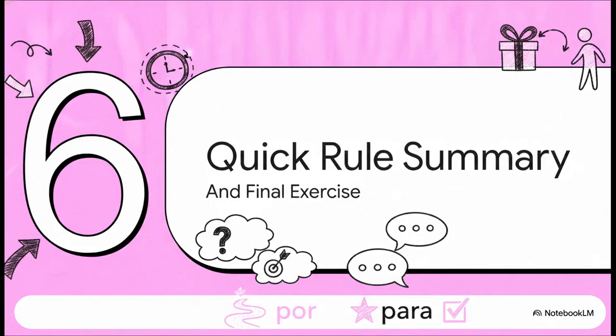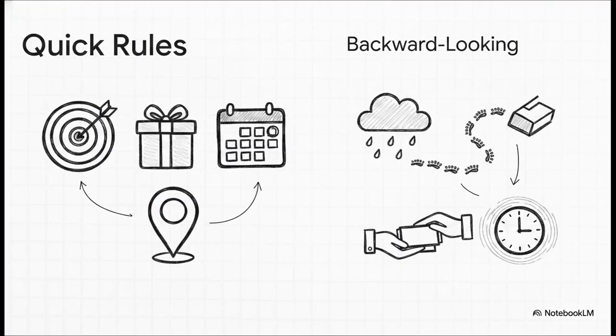Let's look at a quick rules summary and then jump into a final exercise. If you take away just one mental snapshot from this explainer today, make it this one right here. If you are looking ahead at a purpose, giving something to a final recipient, heading to a final destination, or facing a hard deadline, you want para. Think of it as the arrow hitting the target. But if you're looking backward at a reason, traveling along a route, making an exchange, quoting a price, or just referencing an approximate time, you want por.